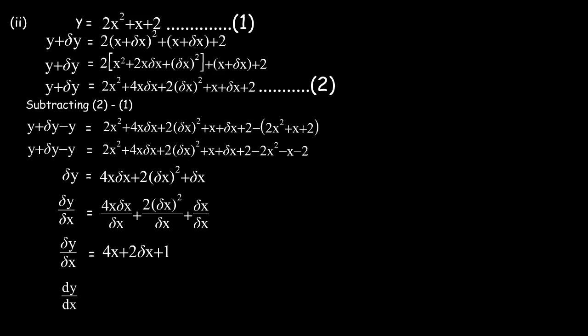So our expression simplifies to delta y over delta s equals 4s plus 2 delta s plus 1. At this point, we find dy over ds, and we know that dy over ds is the limiting value of delta y over delta s as delta s tends to 0, which equals 4s plus 1, because 2 delta s will equate to 0 as delta s tends to 0.